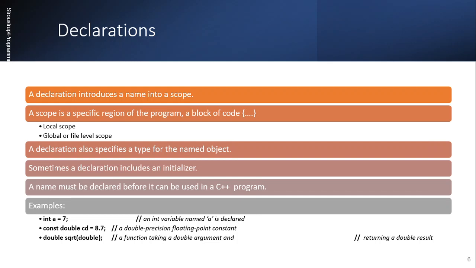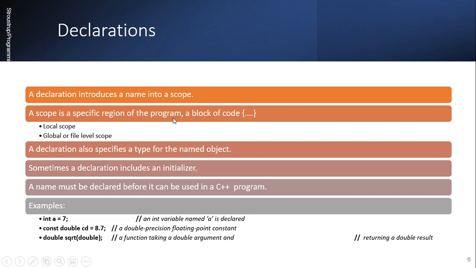Any name declared in that scope basically introduces a name into that scope, into that block of code. Usually that name is visible in that block of code, and outside that block of code that name is not visible. You cannot access it outside that block of code. We'll introduce different types of scopes. For now, these two would be more important: one is local scope, and the other is global scope or file level scope.